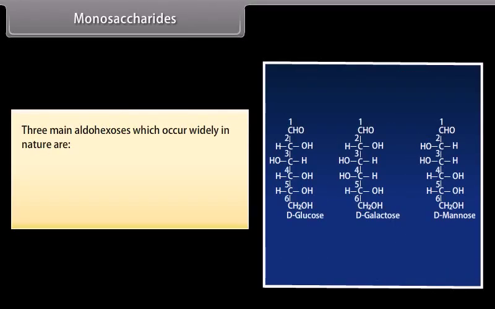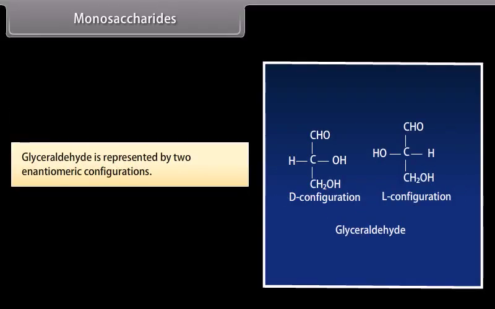Three main aldohexoses which occur widely in nature are D-glucose, D-galactose and D-mannose. The letter D before the name of a monosaccharide represents the configuration as derived from glyceraldehyde. Glyceraldehyde is represented by 2 enantiomeric configurations.